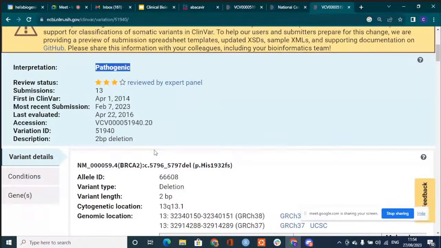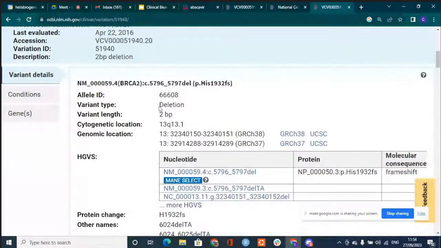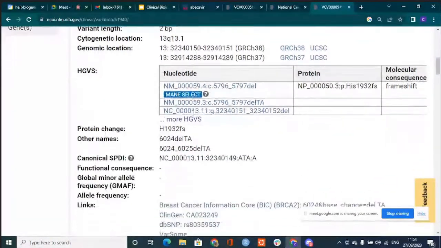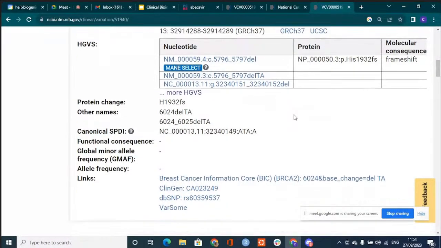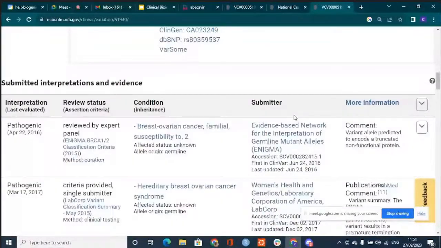And you can see that it's a deletion, a two base pair deletion. The kind of mutation, the molecular consequence, is a frameshift mutation, right? From our basic molecular biology. So these are some of the information that we can look at, and we can just go down. Yes, these are submitted interpretations and evidence about this variant.